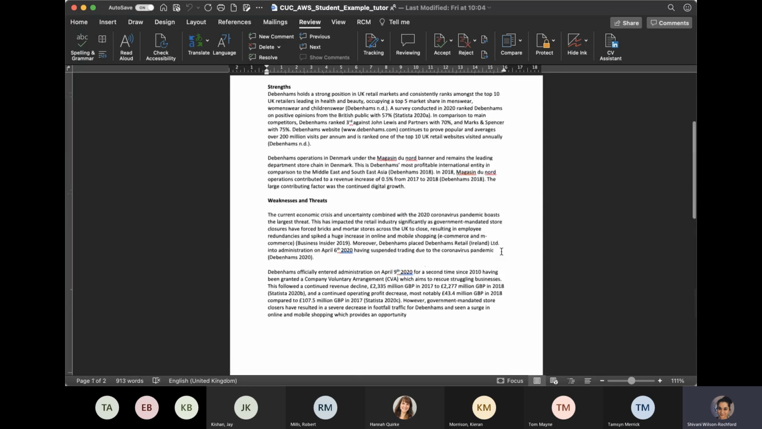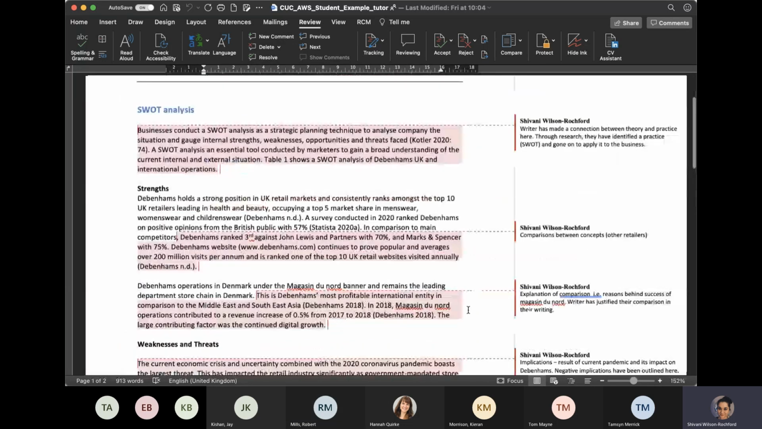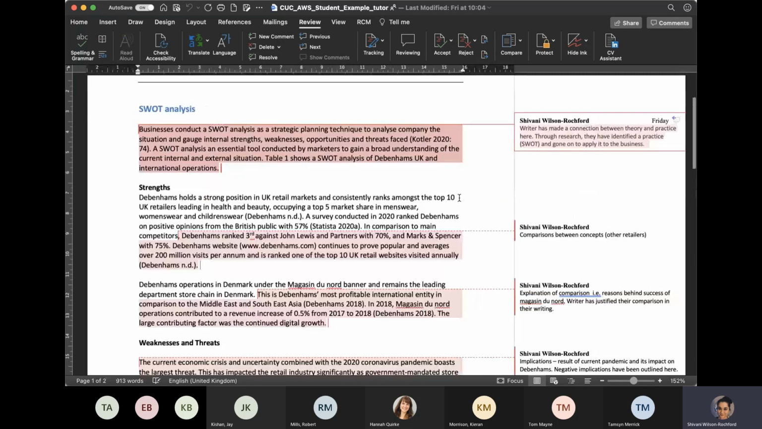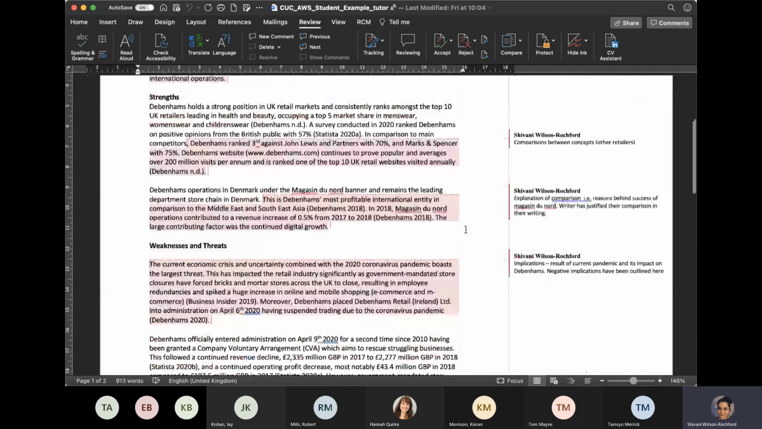So can everyone start to see how different elements can be present in different sections of the report, marketing plan, sorry? Yep. Has it become a little bit clearer now? So in terms of my comments, connection between theory and practice, as mentioned already, which is great.